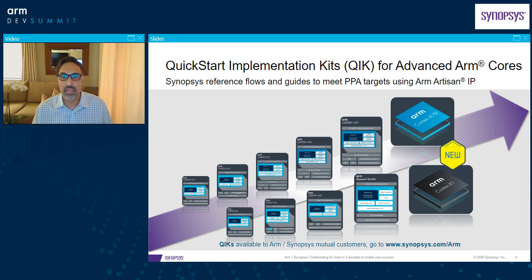This early collaboration allows us to develop new tool capabilities and methodologies while the core is still in development. So when the core is finally released, starting with early adopters of the core, we have a solution that includes recipes and methodologies to achieve the best PPA on these cores. We call these reference flows Quick Start Implementation Kits, or QUIC. The latest QUIC for Cortex A78 and Cortex X1 was released pretty much at the same time, actually at the same time as when ARM announced these cores.